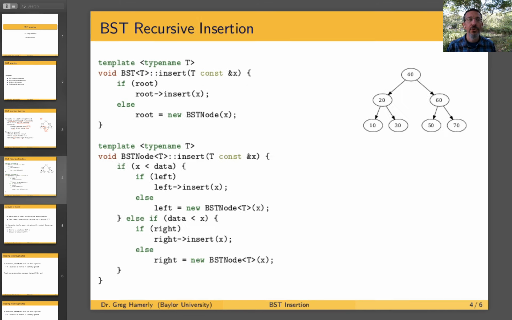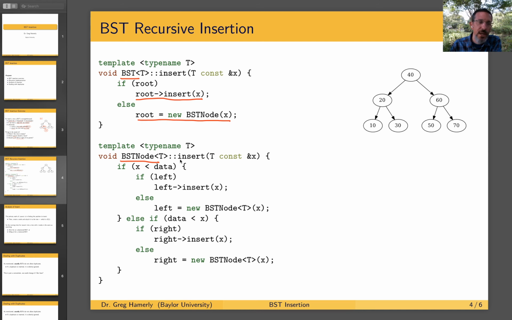Okay, so let's look at a recursive implementation of insertion. So here, again, we've broken up the function into two portions, the BST portion, which kicks off the recursion, and the recursive part inside the node. So inserting into a BST, we say if the root exists, then recursively insert and push all the work into this function. Otherwise, we simply create a new node for the root.